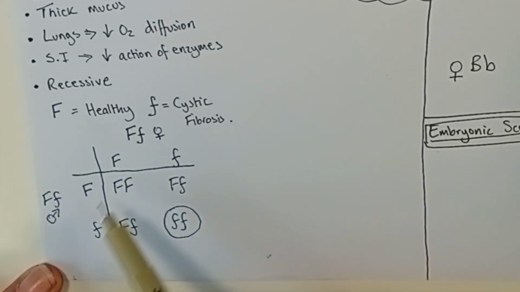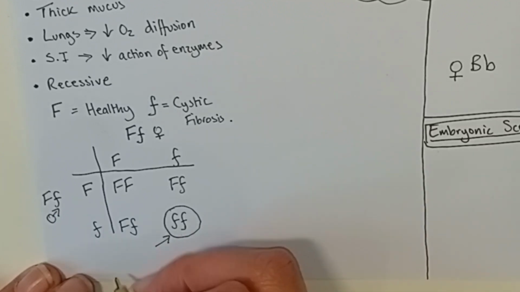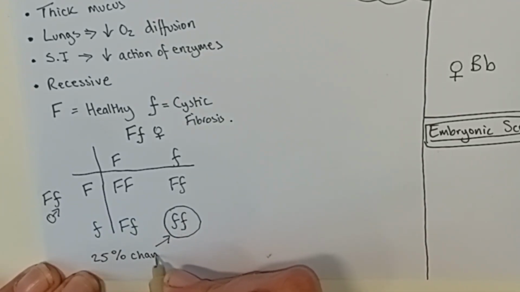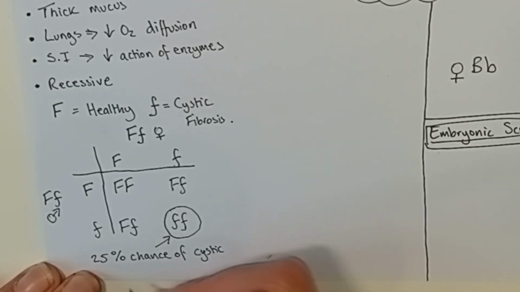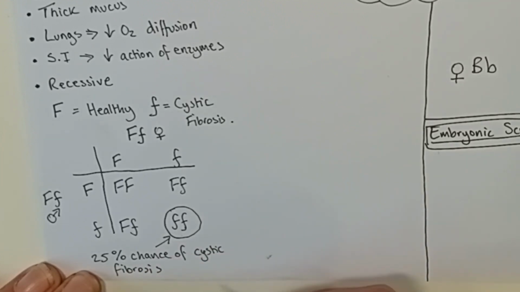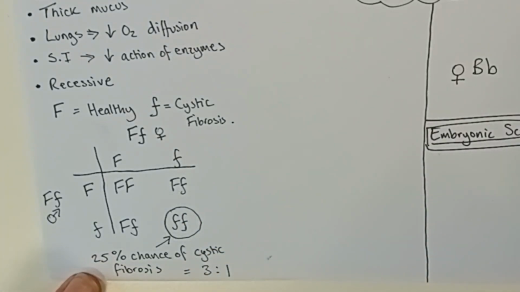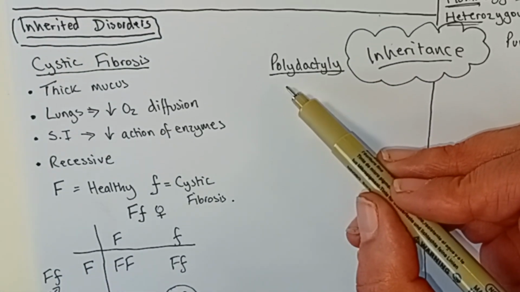So again, this bit's only worth 1 mark. To make sure that I get the rest of my marks, I need to label it. So that's a 25% chance of cystic fibrosis. And again, if I wanted to do it as a ratio, it would be a 3-to-1 ratio of healthy to cystic fibrosis. The other disorder then you need to know about is polydactyly.